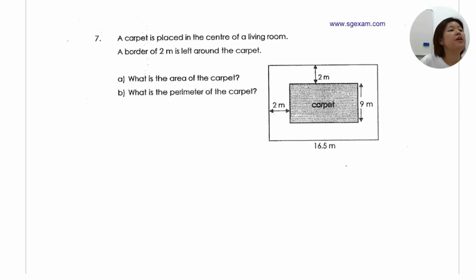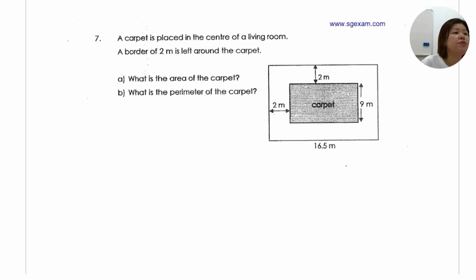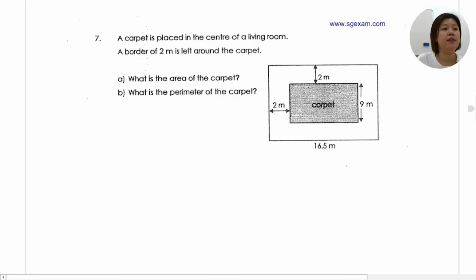Okay, next question is area and perimeter. The carpet is in the center of the living room, and it has a length of 16.5 with a border of 2 meters, and there's 9 meters for the breadth of the carpet. So they are finding the area of the carpet. So first, I have the breadth, so I can find the length.